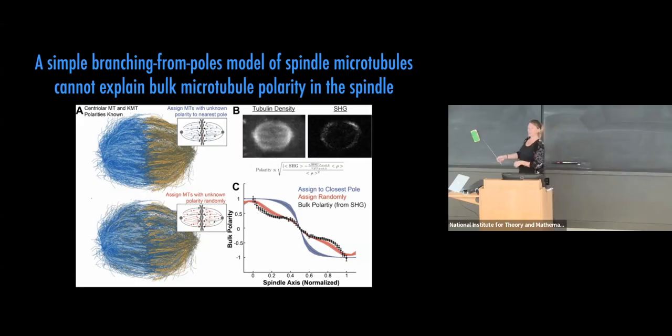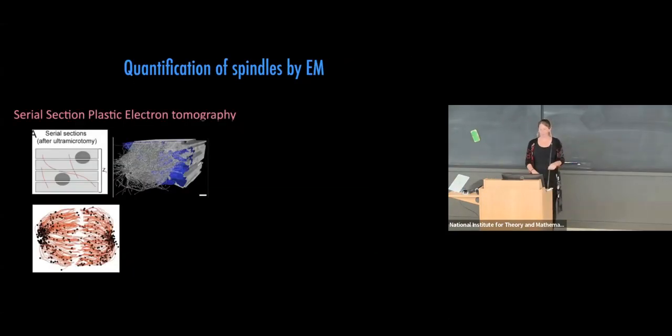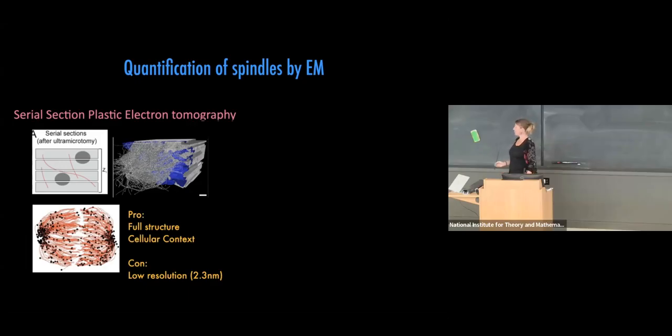If you look at the random assigned polarity, this kind of looks much better, right? We could agree that this seems to fit the data much better. But of course, this is bulk measurements, and we don't really know. So we thought maybe there's a better way to look at it, right? Everything I showed you so far is using this serial section approach, where we have all these sections, we stitch it all together, we get these really large reconstructions. The good is we have a full structure, and we have all the cellular context. The bad is resolution is maybe not high enough to look in more detail at those microtubules.